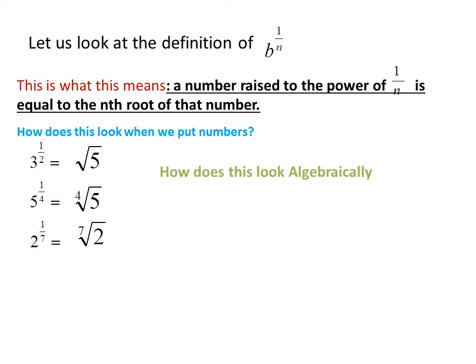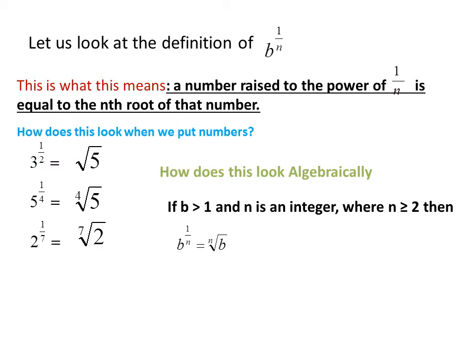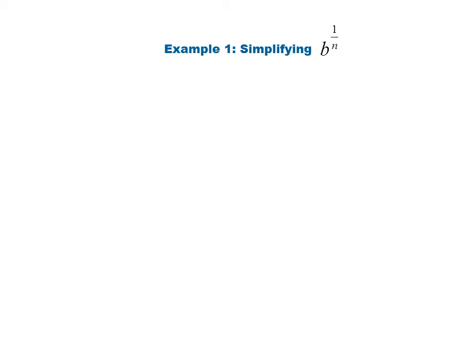Very good. Now, how does this look algebraically? Here we go. If b is greater than 1 and n is an integer, a whole number, where n is greater than or equal to 2, then this is what we do. b raised to 1/n, remember n can be any integer, means that the n now becomes the root of b. And then you could do 3 and 4 and so on and so forth. You understand? Always pause the video.